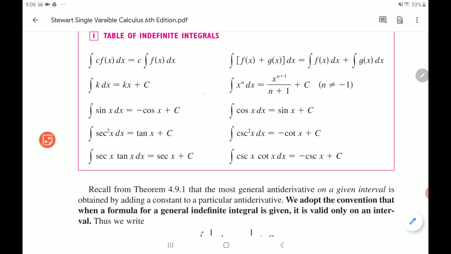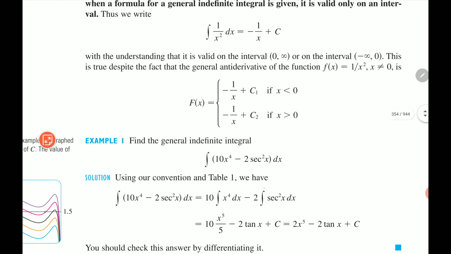You basically know the rules of integration, because you know the rules of antiderivatives. It's the same rules.